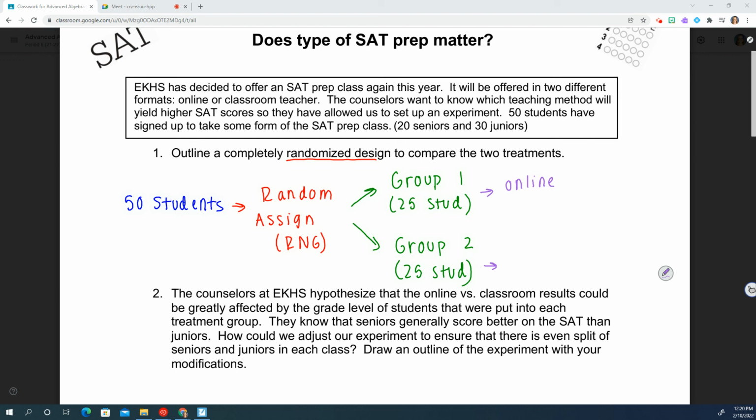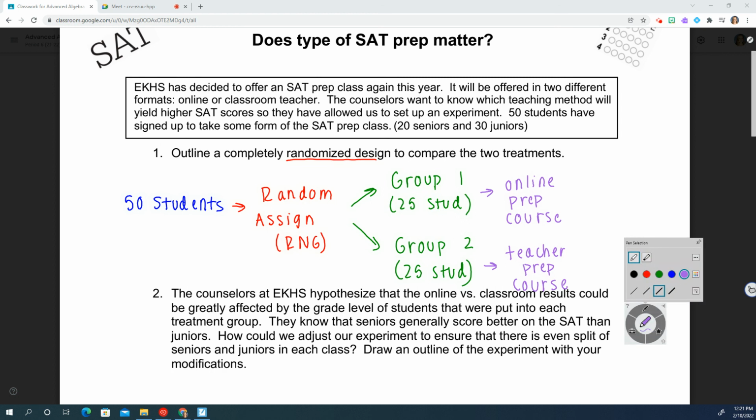We can flip a coin for this. Group 1, heads are going to be online, tails are going to be in person. Online prep course. Teacher prep course. So there's my 2 treatments. I'm not going to add those errors, and I don't want to confuse that. And then from there, we can compare. And my response variable would be the SAT scores.